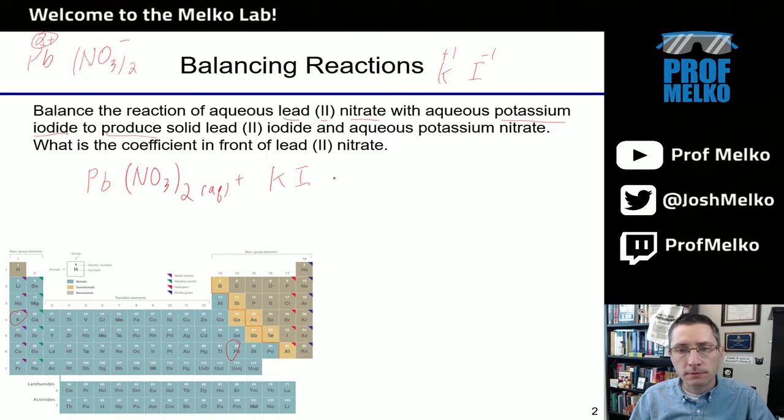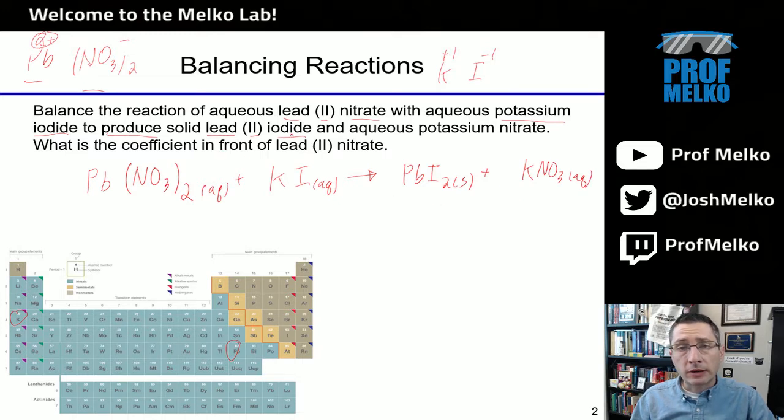These produce, so draw the arrow, separating reactants from products, solid lead 2 iodide. Going through this naming the same way, sort of like we did lead nitrate, you should get this 2-to-1 composition to make sure the charges balance. And I'm told it's solid. That's where the S comes from in the state of matter. So lead iodide and aqueous potassium nitrate, which we should be able to write as KNO3.